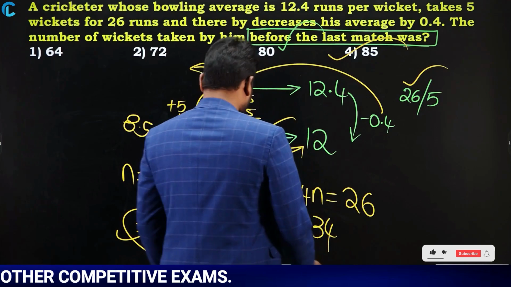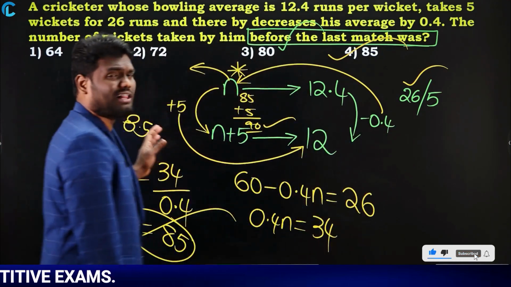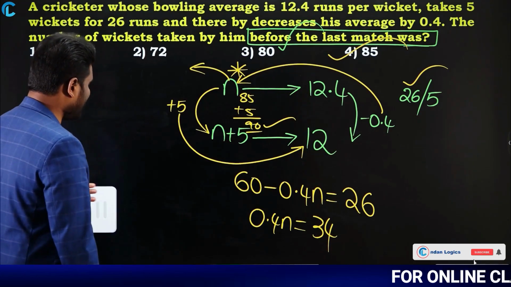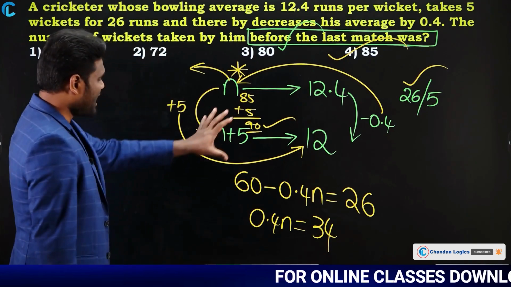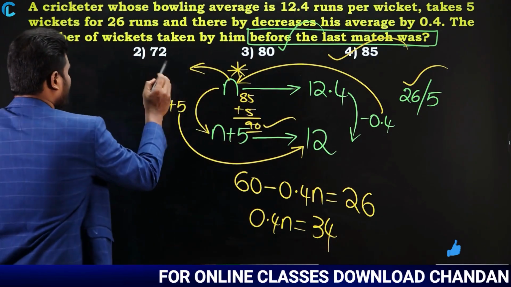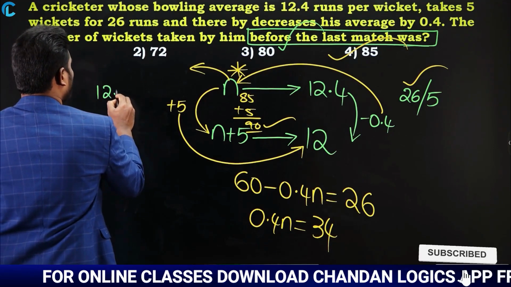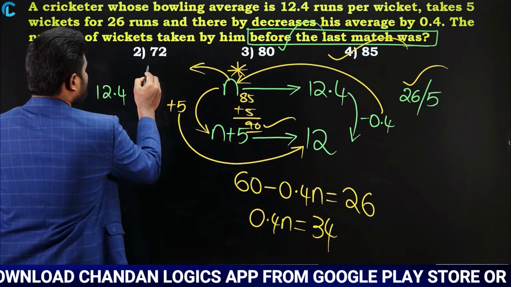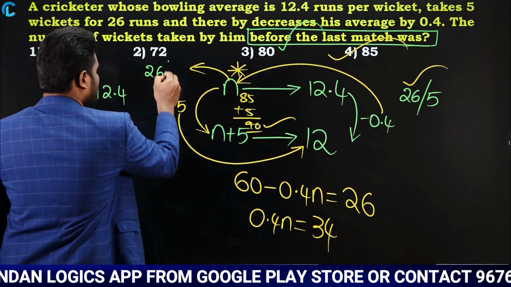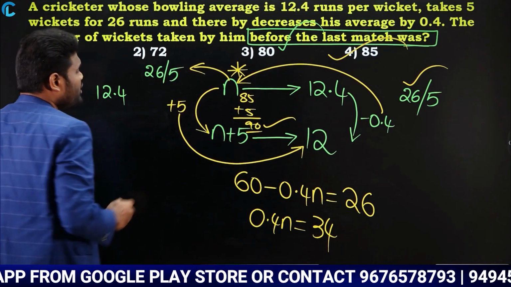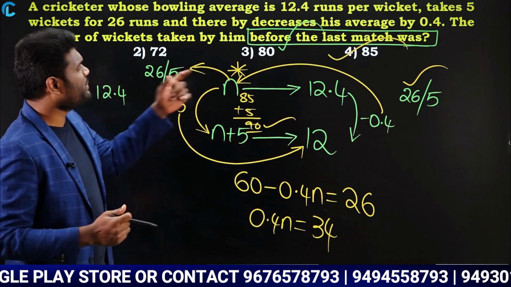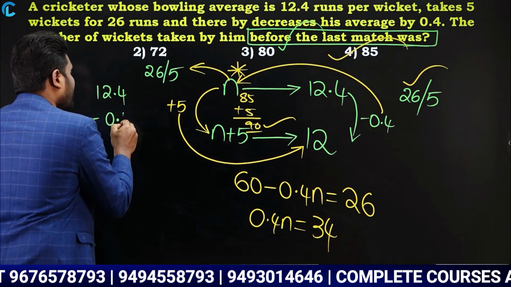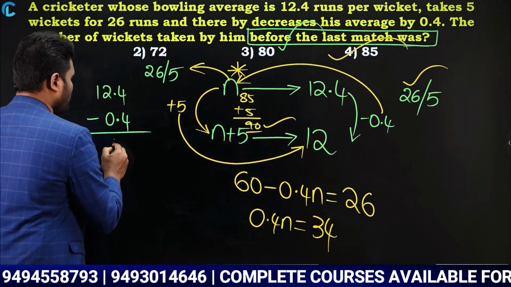Now if you observe here, whenever you have questions in this way, you need not do all this calculation. You can solve these types of questions much more easily. You can do these questions directly. Either you can do it in this way or you can do it directly also. If you look here, what is the initial average? The initial average is 12.4. And what happened in one match? He has given 26 runs and he took 5 wickets. Due to this, the average reduced by 0.4. That is why, from the initial average, subtract the reduced average. So 12.4 minus 0.4 is nothing but 12.